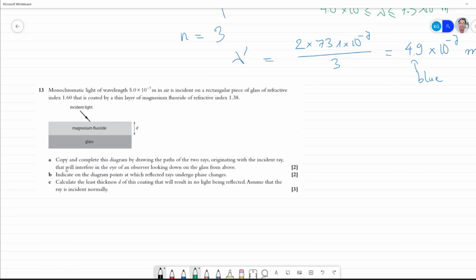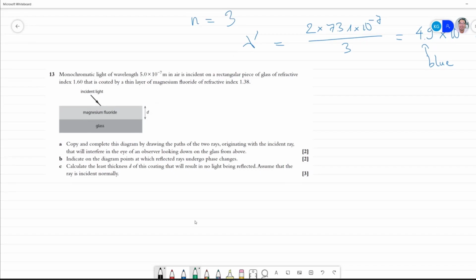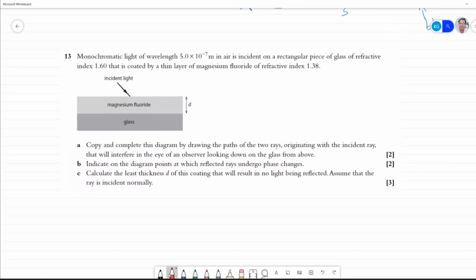Drawing the path of the rays. Okay. Reflected ray, negative phase. The least thickness that will result in no light. So no light here means that is the destructive interference. Let's draw the diagram first. Incident light here goes to the magnesium fluoride, and will reflect here.